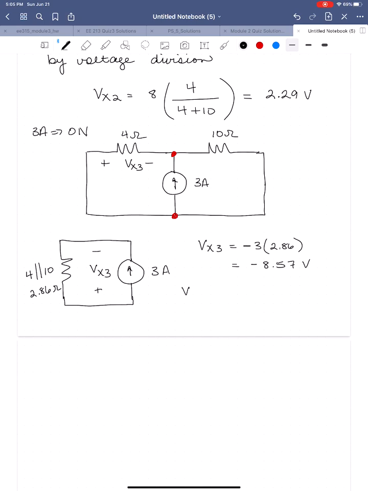And so Vx is equal to Vx1 plus Vx2 plus Vx3. Okay, so we're going to sum all the parts to get the total voltage. So this is going to equal, when we drop in, remember this is 2.86, this is 2.29, and this is minus 8.57. And when we add all of these together, we'll get that Vx is equal to minus 3.42 volts.